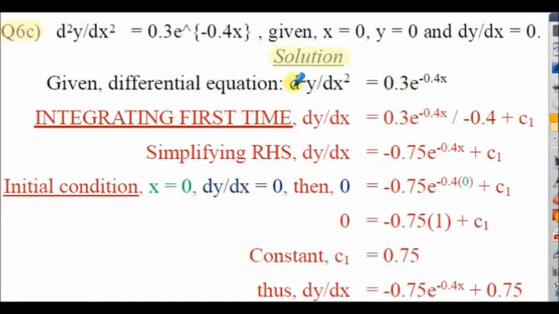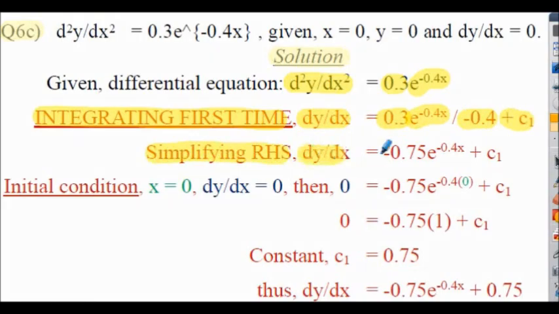So we're given in the question d2y by dx squared is equal to 0.3 multiplied by e to the negative 0.4x. So integrating the first time, we have dy by dx is equal to 0.3 e to the negative 0.4x divided by negative 0.4, that's the a value here, plus c1. Simplifying the right hand side on the next line, dy by dx is equal to negative 0.75, that's the 0.3 divided by negative 0.4, multiplied by e to the negative 0.4x plus c1.